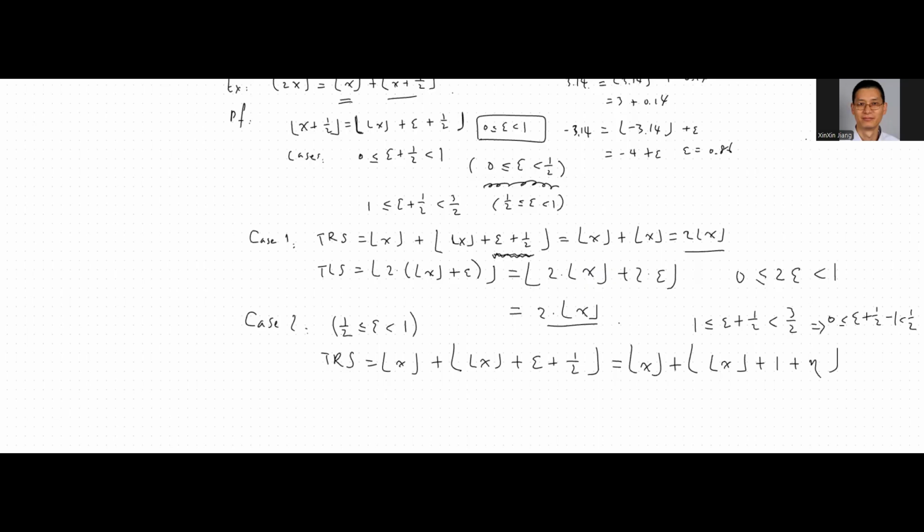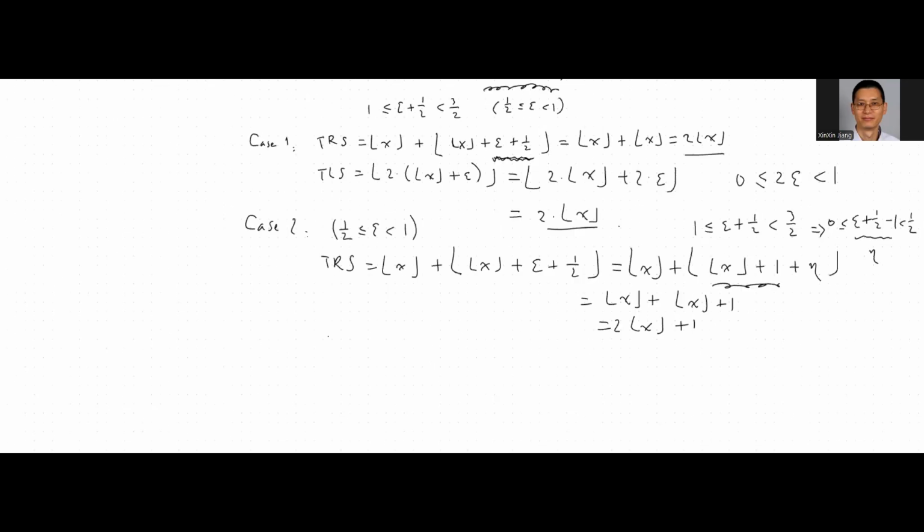This is our epsilon, our eta. You subtract 1 from epsilon plus half and it becomes some decimal number between 0 and 1. Actually, between 0 and 1/2. But nevertheless, it's greater than or equal to 0 and strictly less than 1. So you can get rid of eta. But this 1 is an integer, so that's just that. So 2 times the floor of x plus 1. All right, so that's the right side.